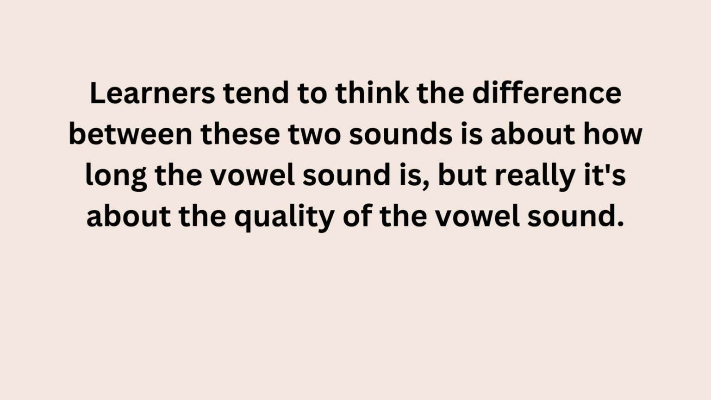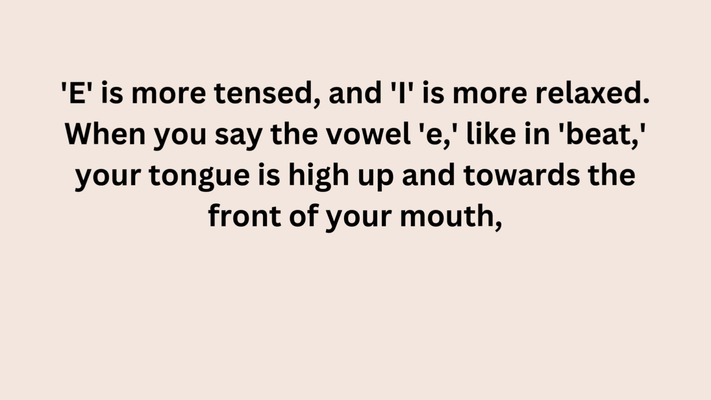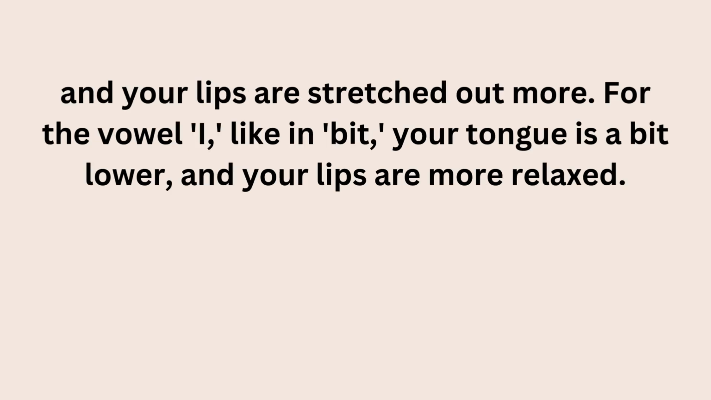Learners tend to think the difference between these two sounds is about how long the vowel sound is, but really it's about the quality of the vowel sound. E is more tensed and I is more relaxed. When you say the vowel E, like in beat, your tongue is high up and towards the front of your mouth, and your lips are stretched out more. For the vowel I, like in bit, your tongue is a bit lower and your lips are more relaxed.